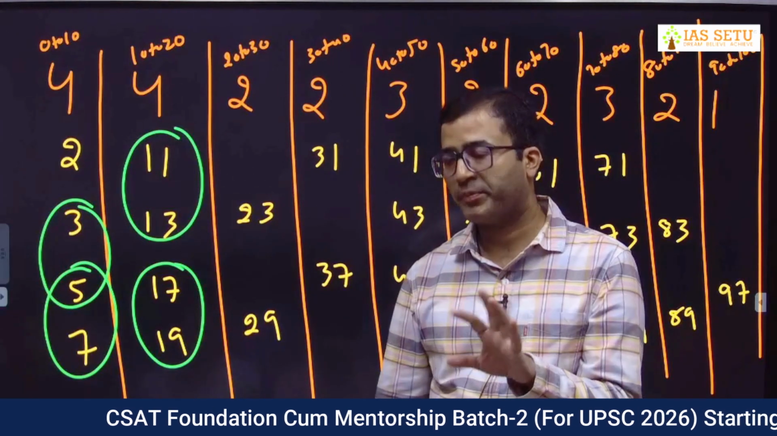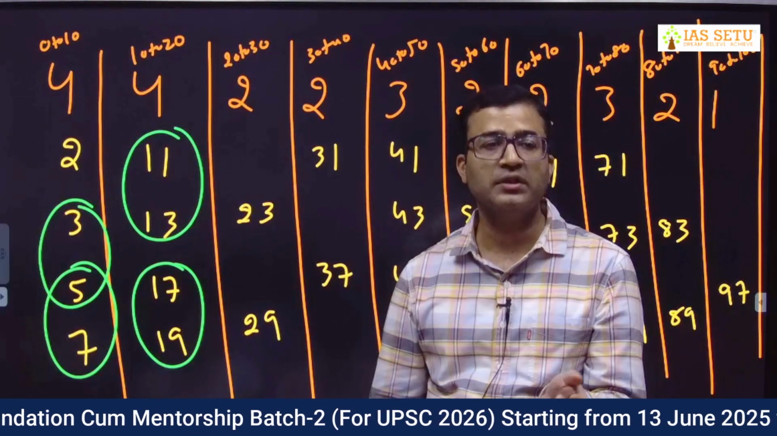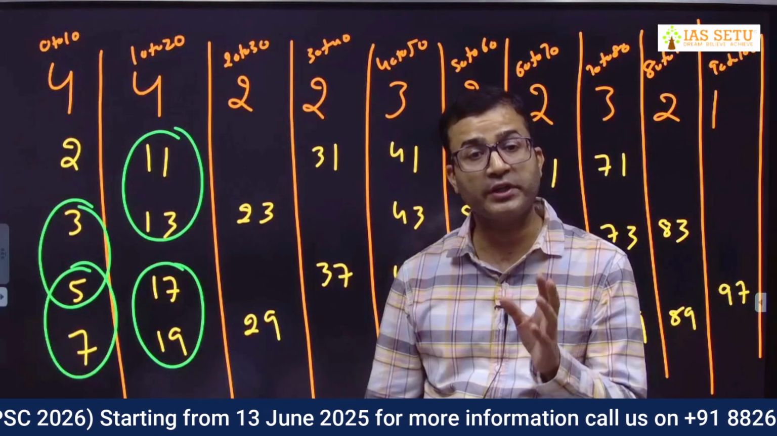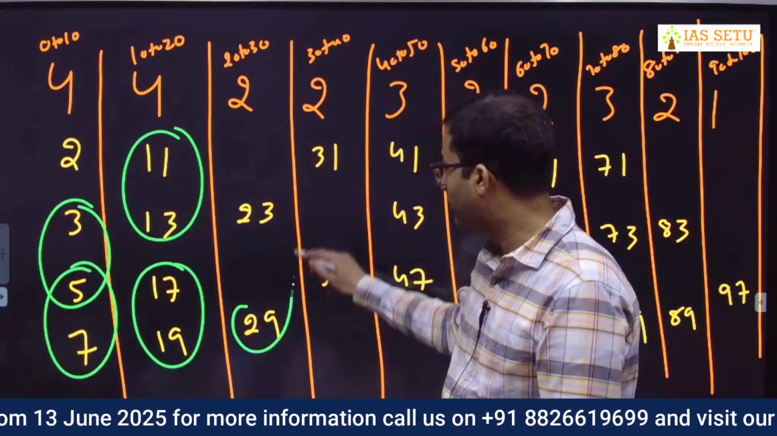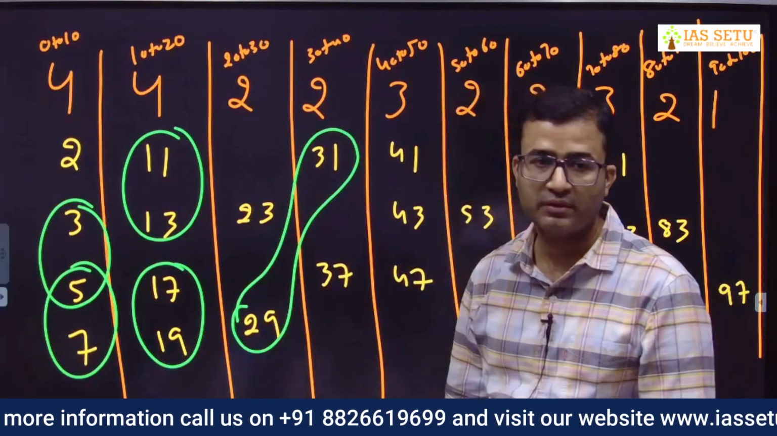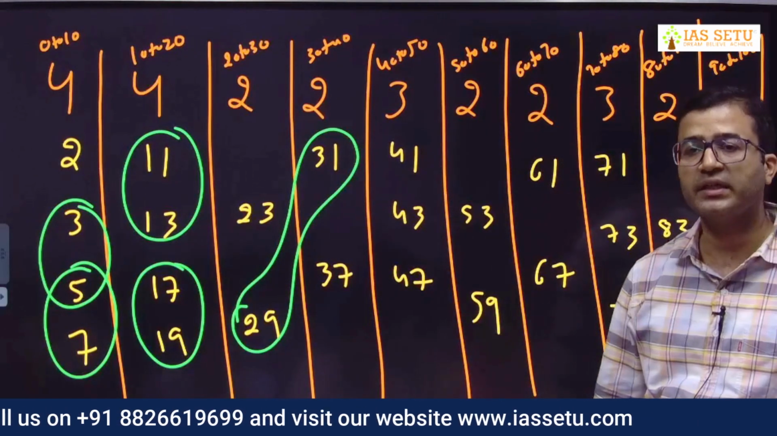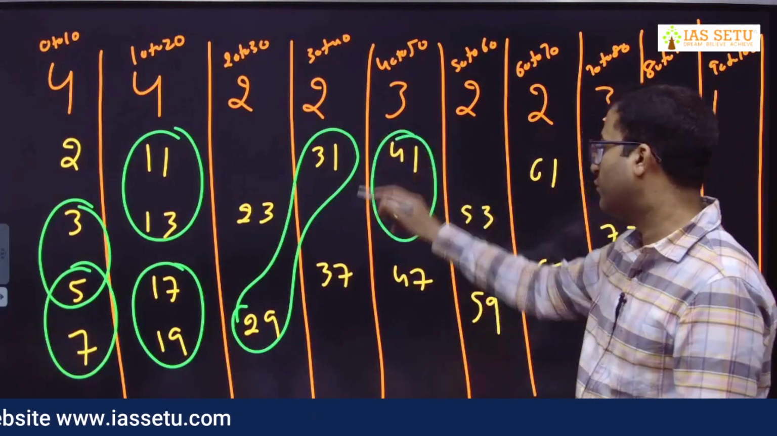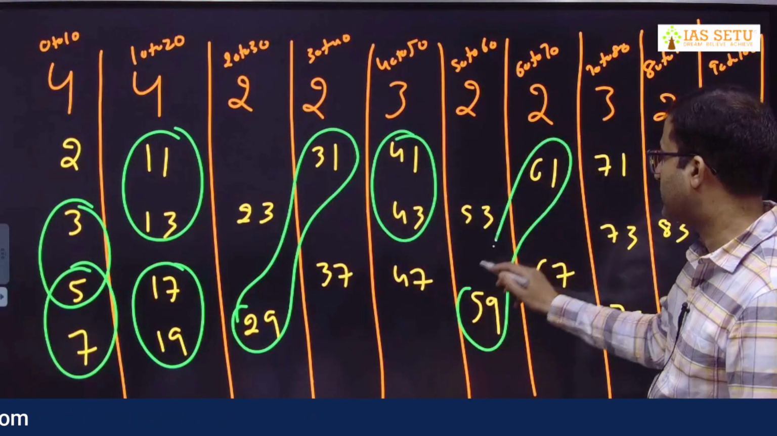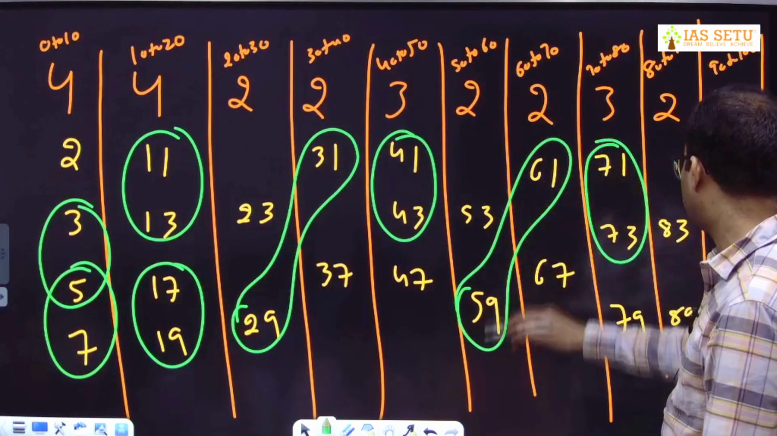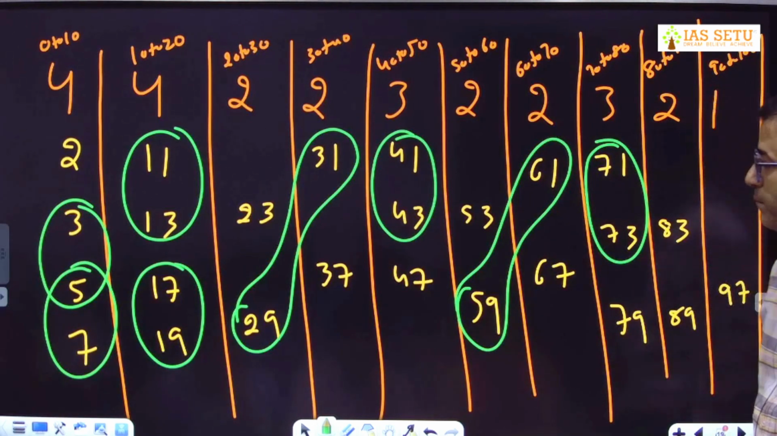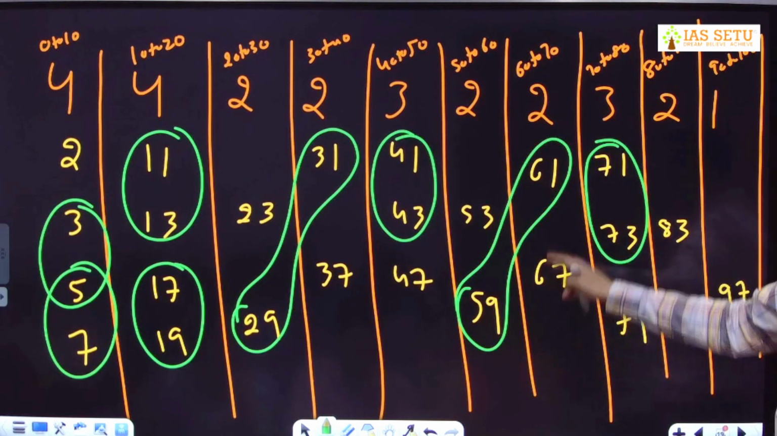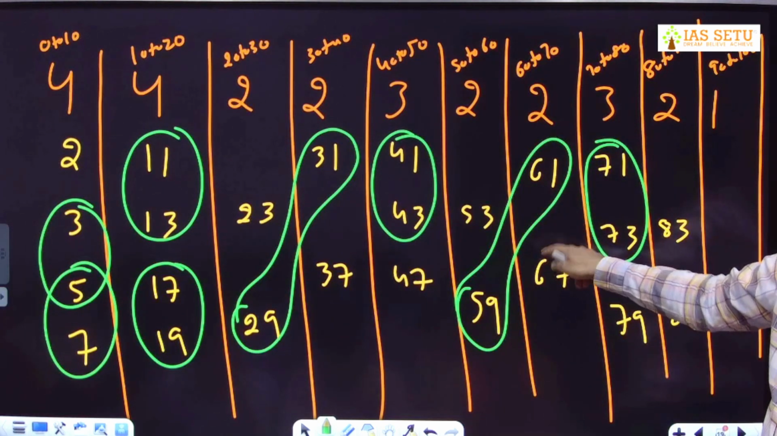Maybe in UPSC preparation, when you started your coaching, many faculty recommend you have to read between the lines. I tell you, you have to read across the lines also. ये कौन देखेगा? 29 and 31 is also a pair of twin primes. 41, 43, 59, 61, 71, 73. हो गए 8 पूरे. So we have a total of 8 pairs of twin primes in this table.